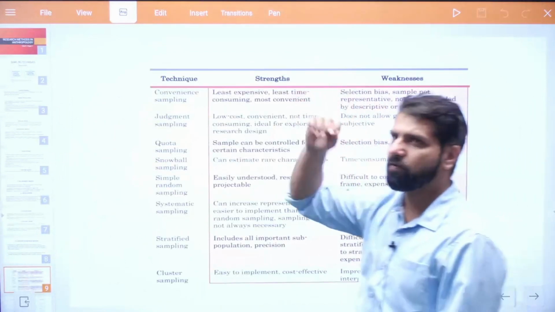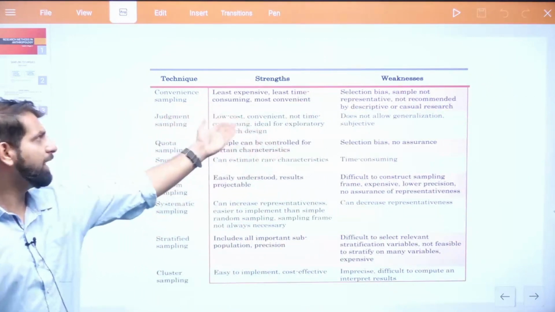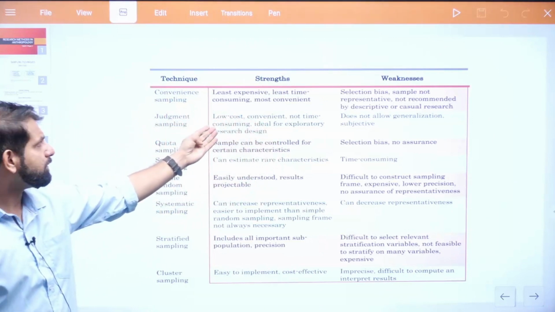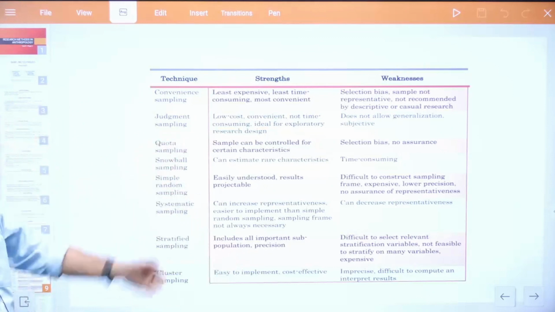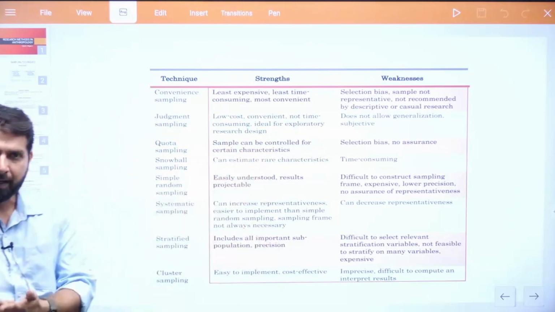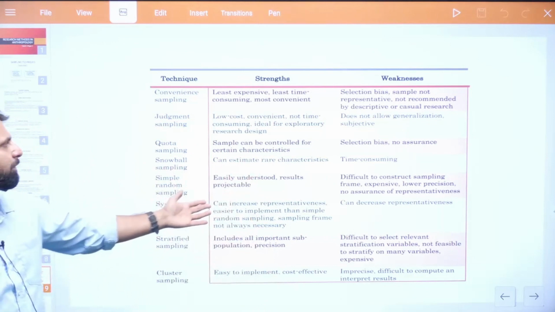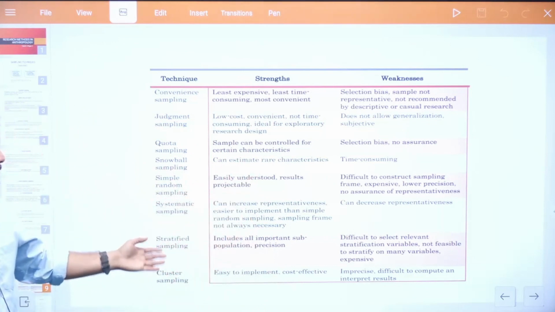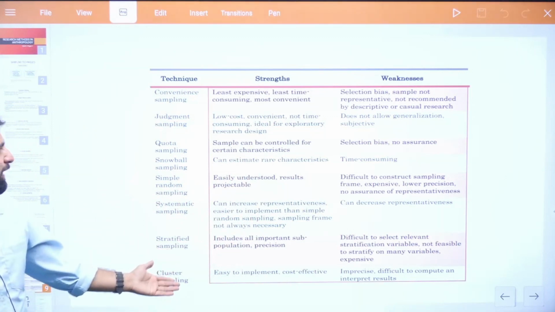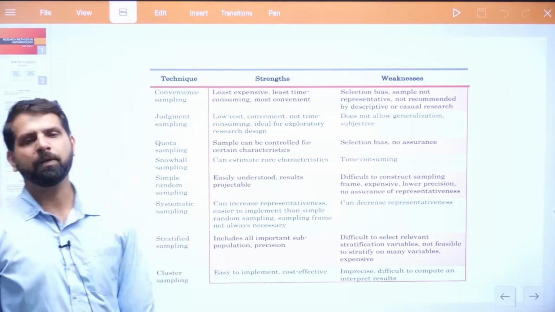So these are the strengths and weaknesses of the methods. Convenience sampling: least expensive, least time consuming, most convenient. Judgment sampling: low cost, convenient, not time consuming, ideal for exploratory research design. Quota sampling: the strength is the sample can be controlled for certain characteristics. Snowball can estimate rare characteristics, as I told you. Simple random: easily understood, results projectable. Systematic: it can increase your representativeness. Stratified: it includes all the subpopulations which might get missed out. Cluster: easy to implement and cost effective.